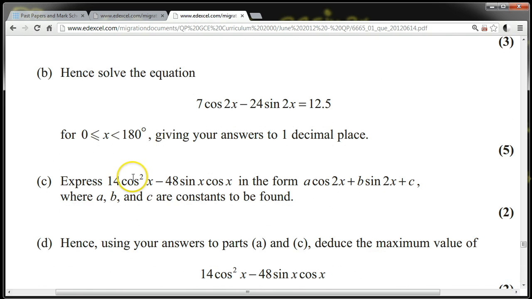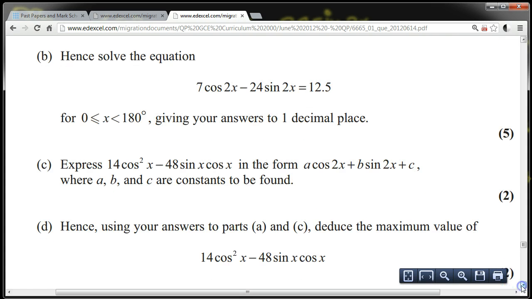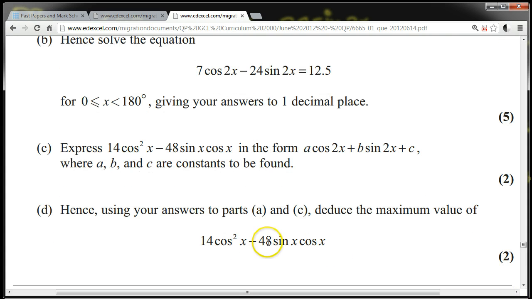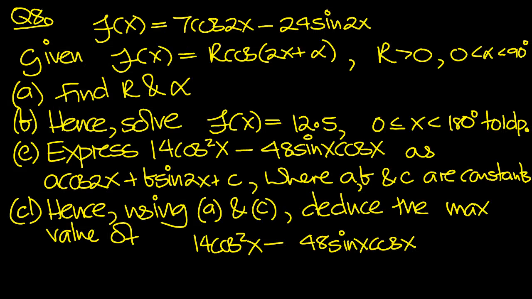Express 14 cos squared x minus 48 sine x cos x in the form a cos 2x plus b sine 2x plus c, where a, b and c are constants to be found. Hence, using your answers to part A and C, determine the maximum value of 14 cos squared x minus 48 sine x cos x. So that's the question there then. Let's have a little look at it then.